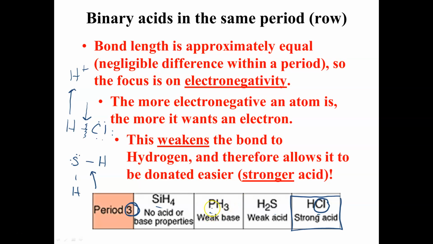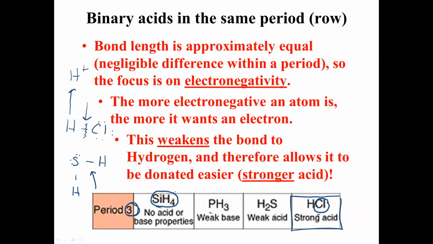Same thing with phosphorus here. Phosphorus has even lower electronegativity than sulfur, and silicon even lower electronegativity than phosphorus. So for SiH4, it's very covalent in structure there, okay? So very little electronegativity difference here, very equal sharing between silicon and hydrogen for those bonds, right? Which doesn't allow the hydrogen to be donated easily at all.